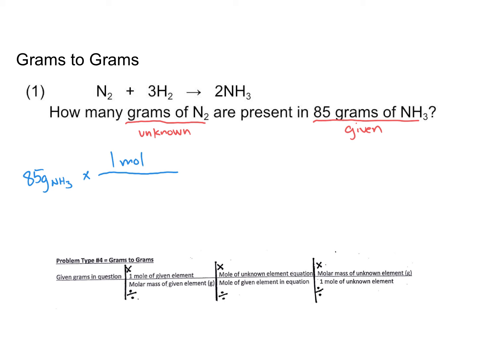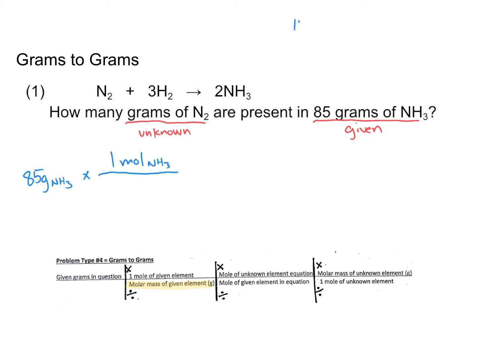And then the given was NH3. It says 1 mole for a reason. You write down 1 mole. And then the next part of it says, hey, we're going to divide by the molar mass of the given element or compound. So, we got to do a little bit of work. We got to figure out what the molar mass of NH3 is.